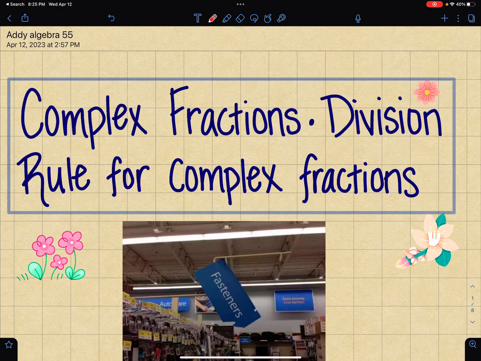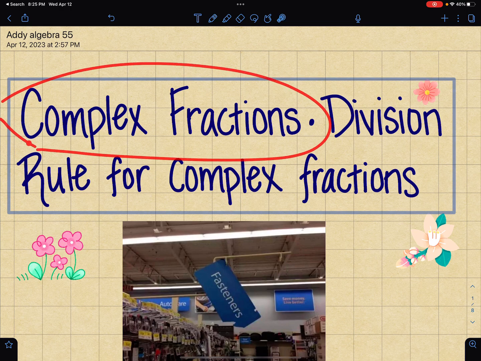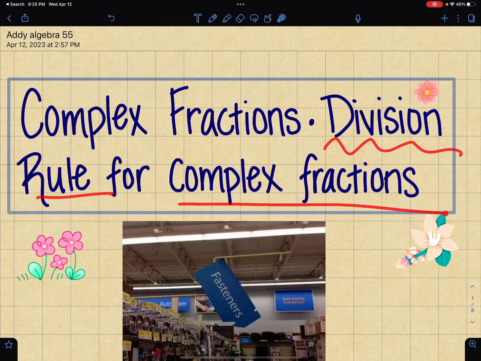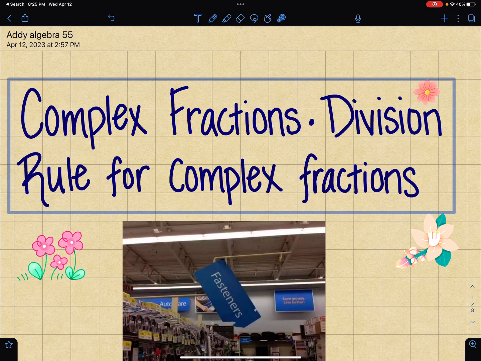We are going to go over lesson number 55, and it is about complex fractions. It gets really complicated, so you're going to have to pay attention to this one. And then it's going to be easy. I think it's going to be pretty short, because then it's going to be division rule for complex fractions. So you'll learn what a complex fraction is and then how to divide them.